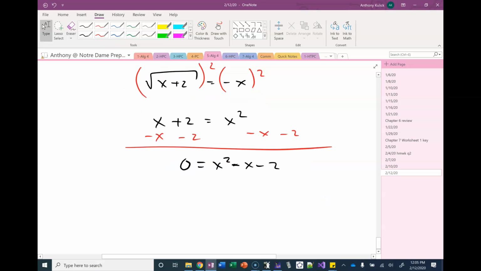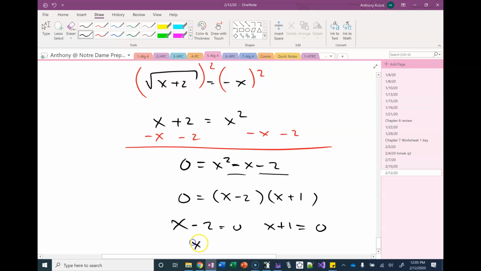And then how do you want to solve 0 equals x squared minus x minus 2? Let's try to factor that. What are the two numbers that multiply to give us negative 2 and add to give us negative 1? Negative 2 and positive 1, right? So I'll set those factors equal to 0 and solve, giving me x equals 2 and x equals negative 1.